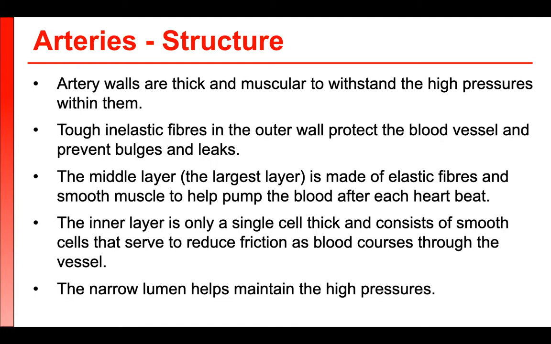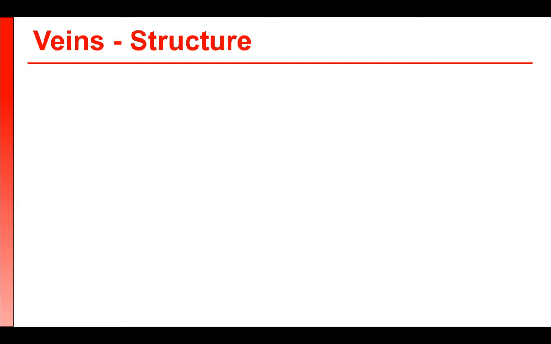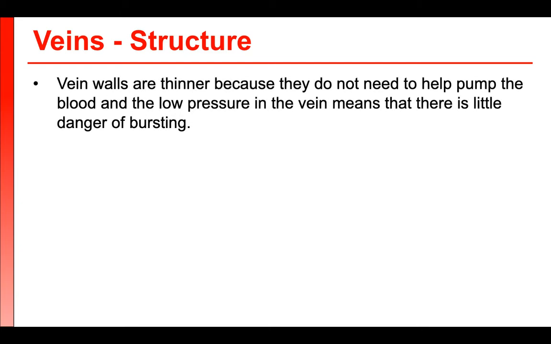Arteries are smaller, so they have a narrow lumen. The lumen's just the middle space. And so it's small to keep the pressure up and help the blood move to where it's needed. Now if we look at the structure of veins, you'll see that it's kind of the opposite almost. Vein walls are thinner because they're not helping pump the blood, and there's low pressure. So there's little danger of bursting, right?